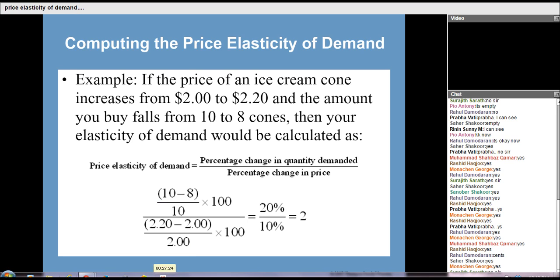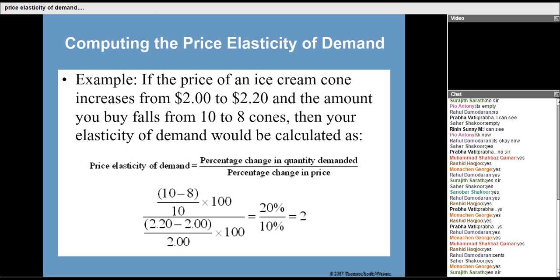Okay, now on the bottom you have to put the price. So the change percentage of price. First the price was $2, then the price shot up to $2.20, divided by 2. So it's giving you the percentage change of price, which is 10%. Clear? You know how to find out the percentage, I hope.